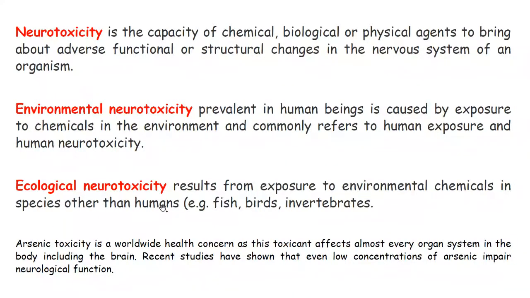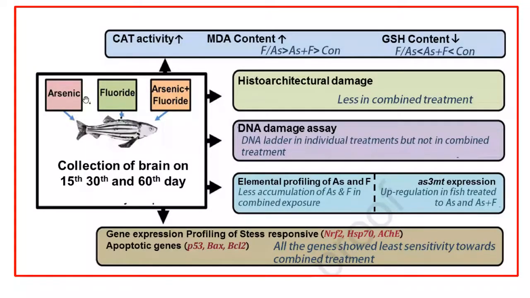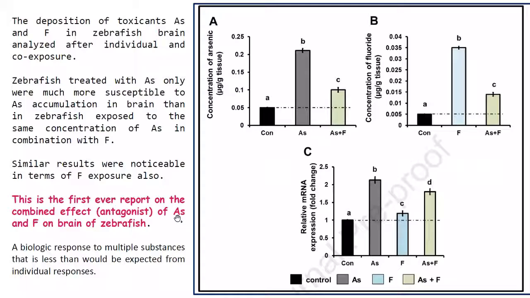So that has been done using zebrafish, which has a very good role. And what they did was, arsenic is a known neurotoxin. But they found out that if you have arsenic and fluoride together, whenever they subjected a species to only arsenic and to a combination of arsenic and fluorine, there was less deposition. So it was very interesting to note that arsenic and fluorine have an antagonistic kind of relationship. That is, we are able to minimize the effect of arsenic if I combine it with fluorine.